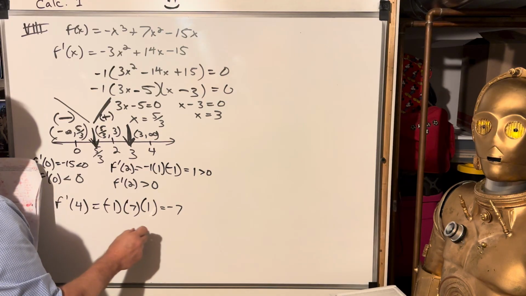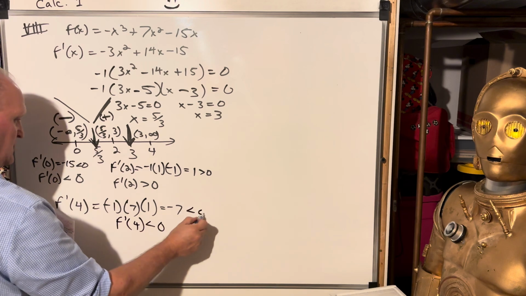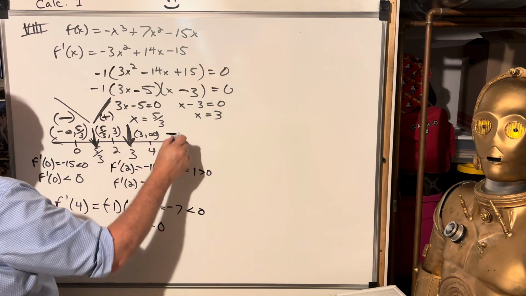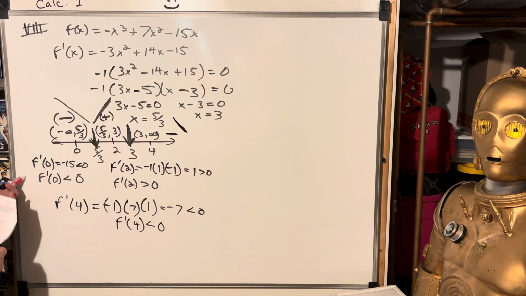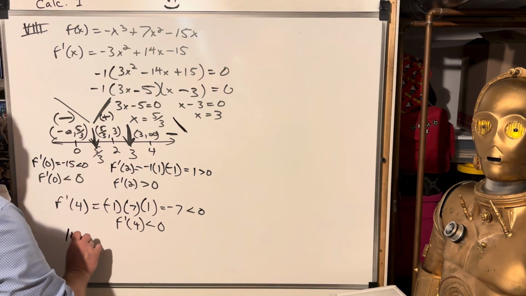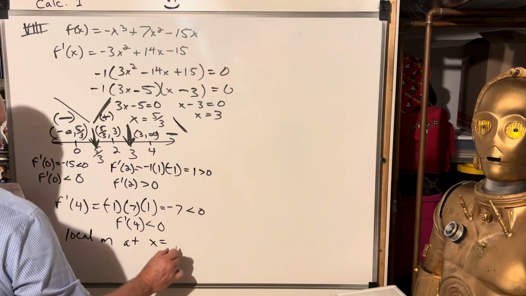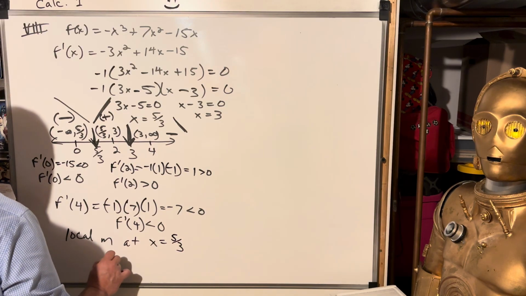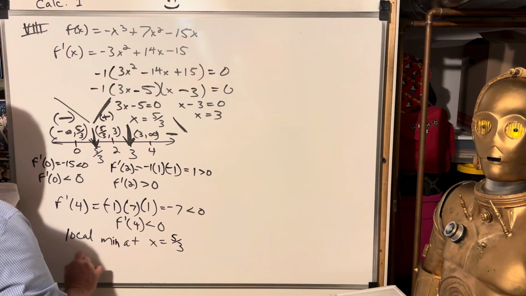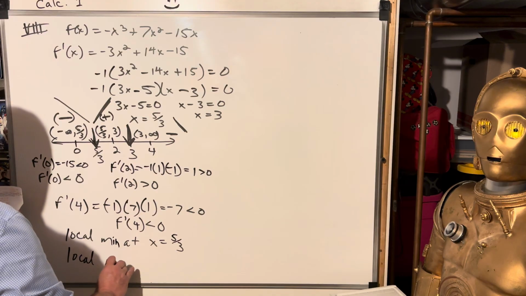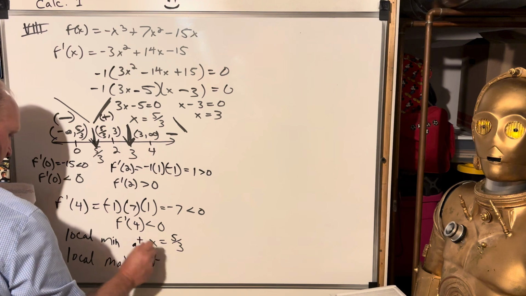And so f prime of 4 is less than 0. And so that's negative. So that means it's decreasing. So that means 3 is a local max. So we got a local min at x equals 1 2/3 or 5/3. We got a local max at x equals 3.